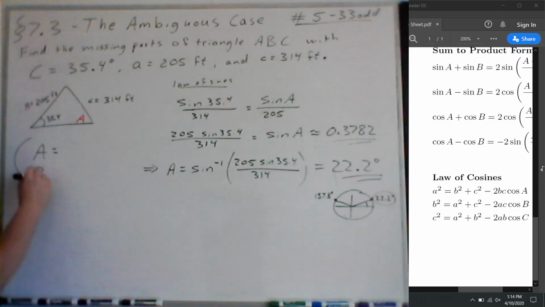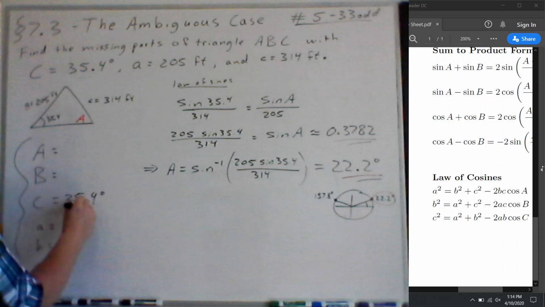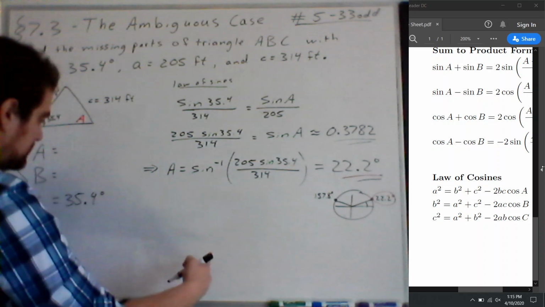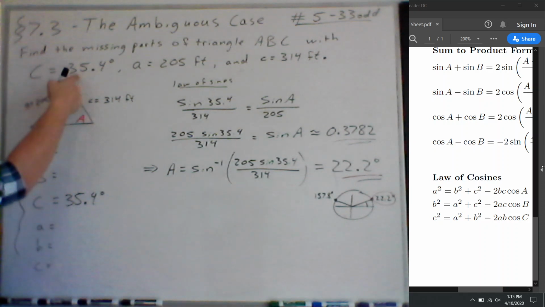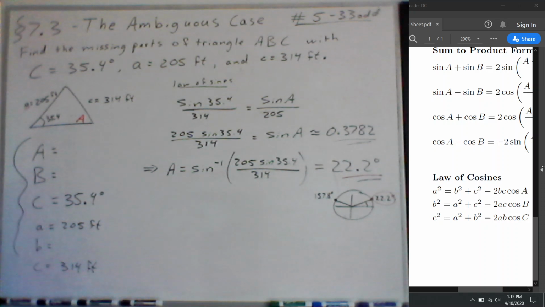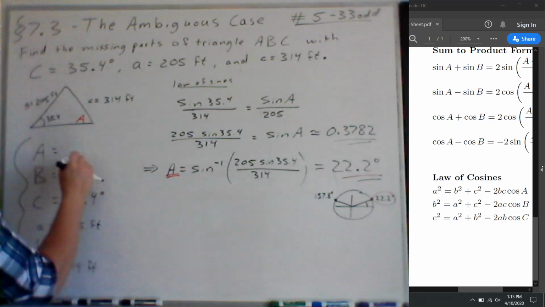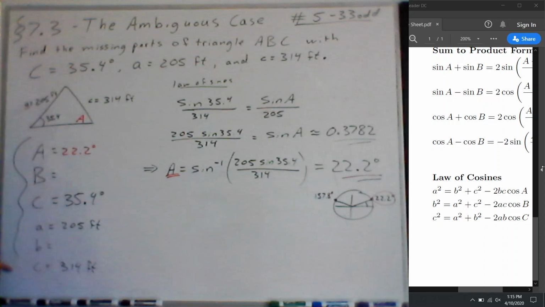Capital A, capital B, capital C, little a, little b, little c, where capital C was given. So that's fixed. We can never change that. Even if there's a second case, it can't be different. That's given, fixed. 205, fixed. 314, fixed. And we just found that A we're writing down as 22.2 degrees.